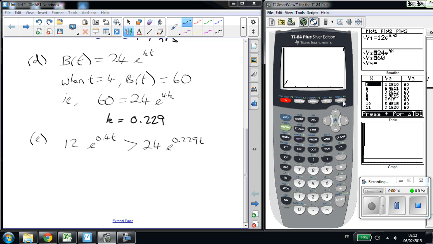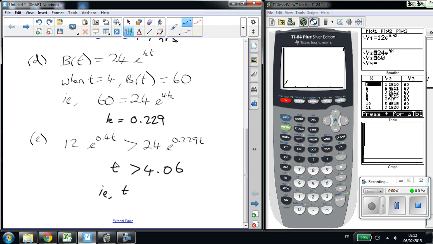If you plot those two graphs and find the intersection, you find that this function on the left is greater than the function on the right when t is greater than 4.06. And since the question says that t, the number of hours, has got to be a whole number, then t has got to be greater than or equal to 5, so t equals 5. Okay, sorry about the problem with the calculator.